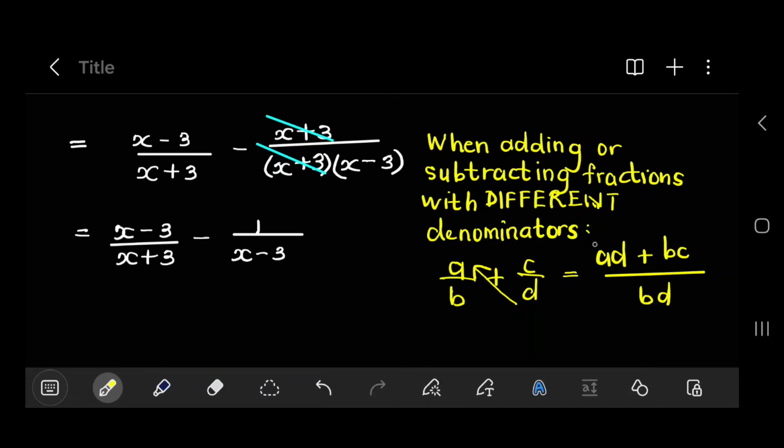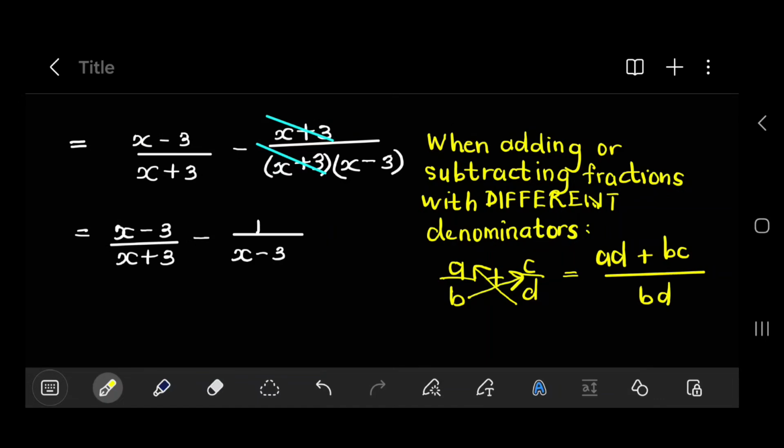Here we have D times A, which I've written as AD. Whatever the sign is in between, you keep the same sign. If it's a plus, you keep a plus. We have a minus in our question, so we would have a minus in between the numerator. And then we cross multiply the other way, so B times C gives you BC.